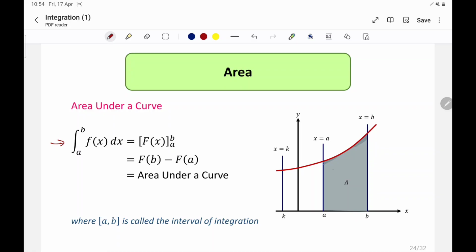So if you see here, this red line is actually the graph of f(x). When you have the upper and lower limits, which are a to b, this is actually the region that you want to find the area of. So what is the area under the graph f(x) from a to b? You have to shade it until the x-axis. So that is the area under the curve.